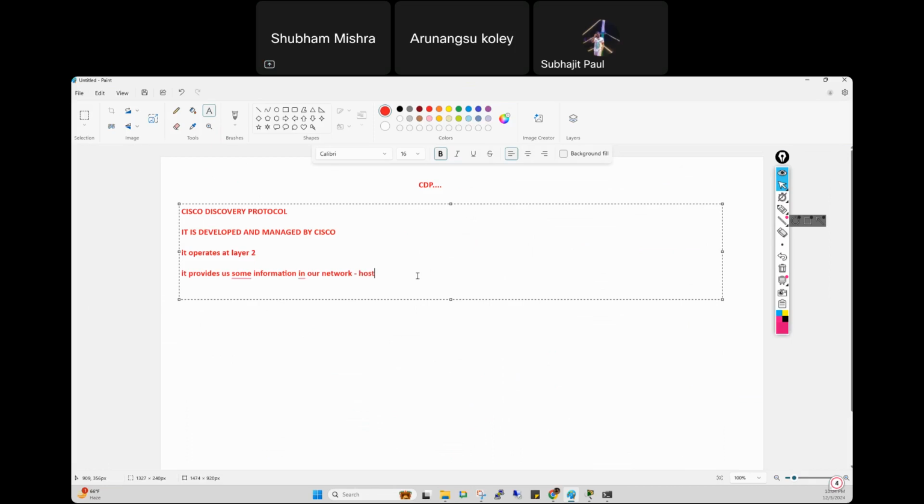For example, the host name. What is the IP address of the host name? What is the platform? Platform means what is the model. And on this device, which software version are you using? Software version means IOS. As well as it will tell you which interface your other device is connected on. It means the connected port. Getting my point? So basically CDP tells us about these things. Are they clear? Yes or no? Yes, sir.